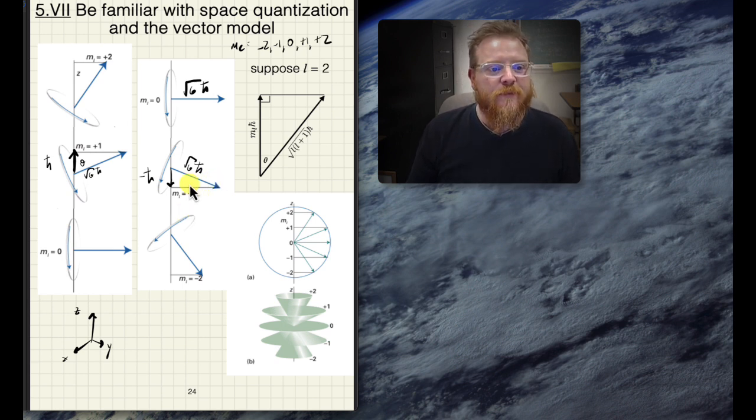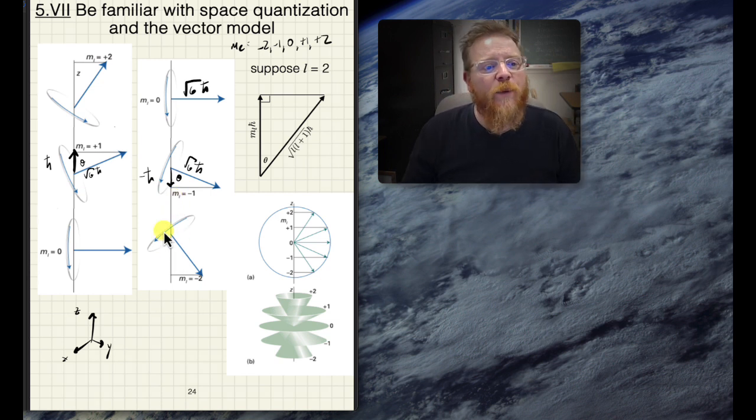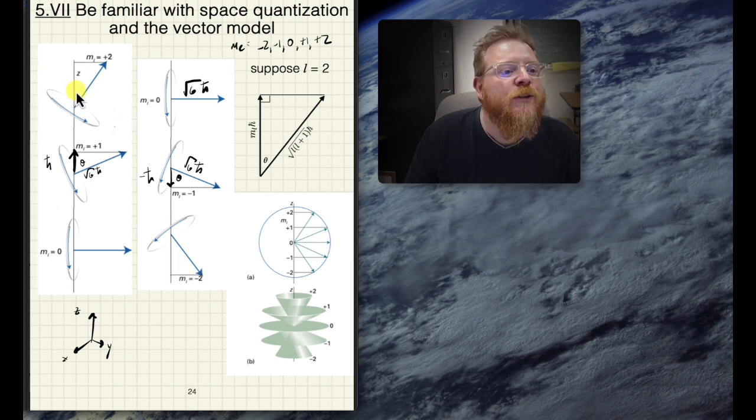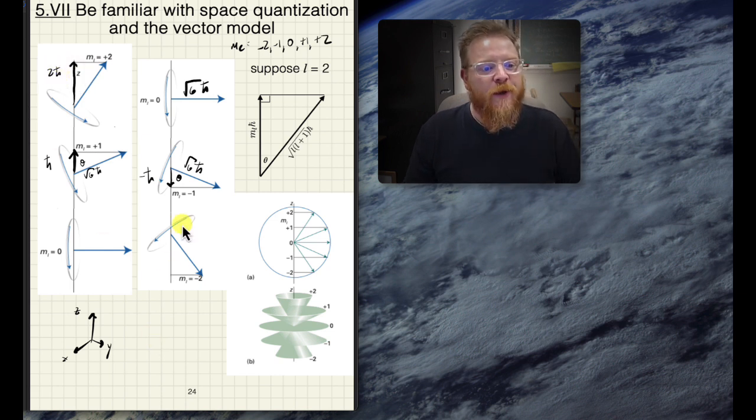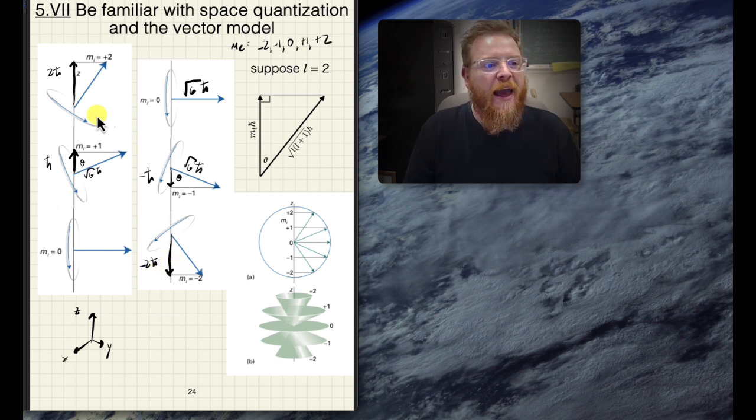Lovely. And now that angle theta has flipped over. We can see the same case for ml plus 2 and ml minus 2. For ml plus 2, the length of this line must be 2 h bar. For ml minus 2, the length of this line must be minus 2 h bar. And the length of our overall magnitude is still given as root 6 h bar.